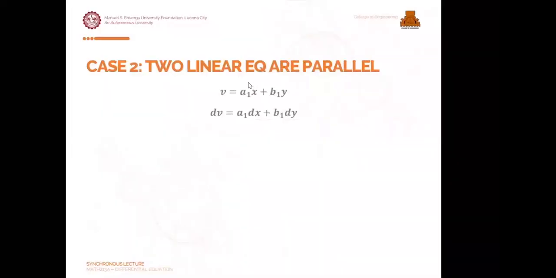Okay? So we have yung case 2. So sa case 2, yung sasabihin ko nga, kapag linear yung equation natin, two linear equations natin are parallel. Ibig sabihin, yung slope ng line 1 is equals to slope ng line 2. Okay? So yung magiging substitution daw natin will be v is equals to a1x plus b1y, or kung ano yung derivative nun. So single transformation lang yung gagamitin natin.